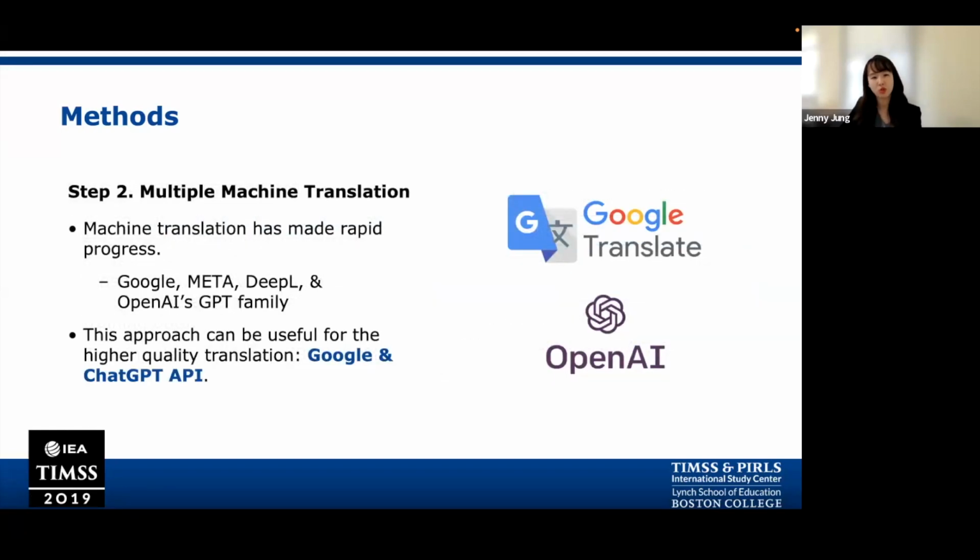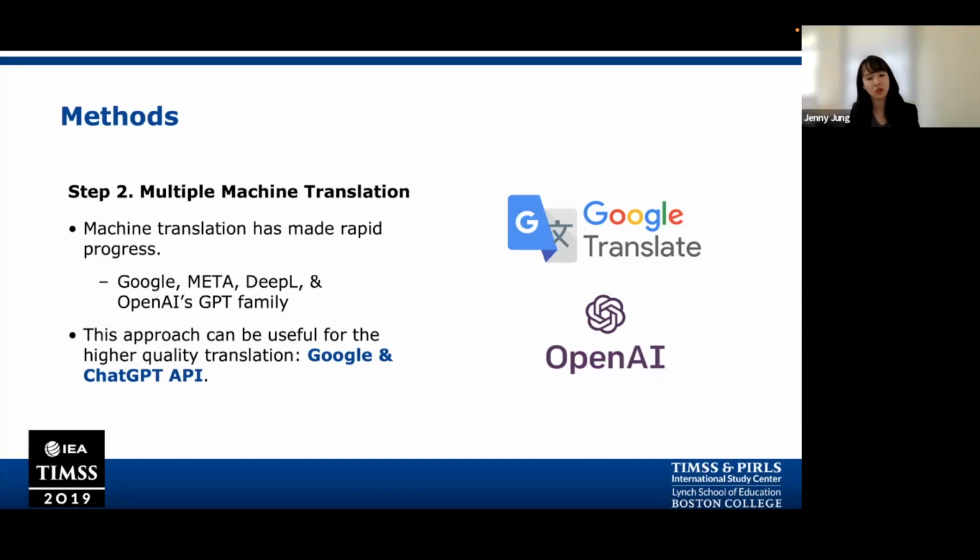Step 2 is multiple machine translation. Even though machine translation has been around for decades, recent machine translation has made rapid progress. Big tech companies such as Google, Facebook, or DeepL provide affordable, fast, and high-quality translation. Even these days, OpenAI's GPT models, pre-trained large language models, are considered excellent translators. Even though GPT models such as ChatGPT or GPT-4 were not originally invented for translation, researchers these days found that GPT models can provide high-quality translation for any language pairs.